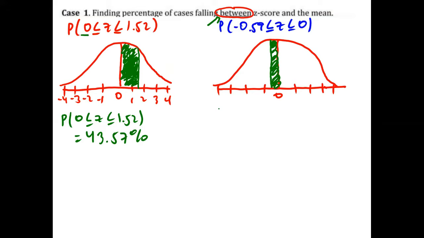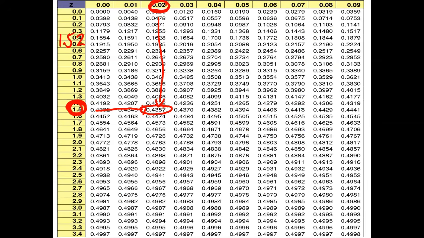So the P of negative 0.59 less than or equal to Z is less than or equal to 0. So tingnan natin yung 0.59 dito. 0.59, 0.5.